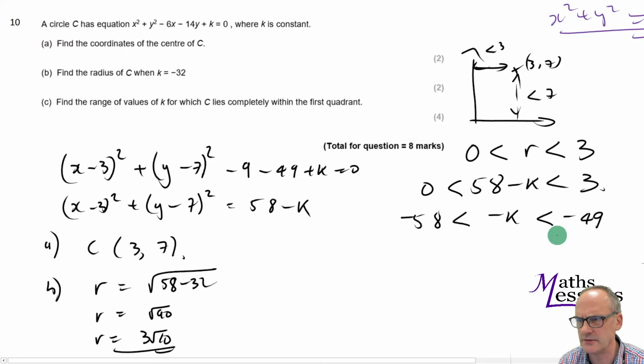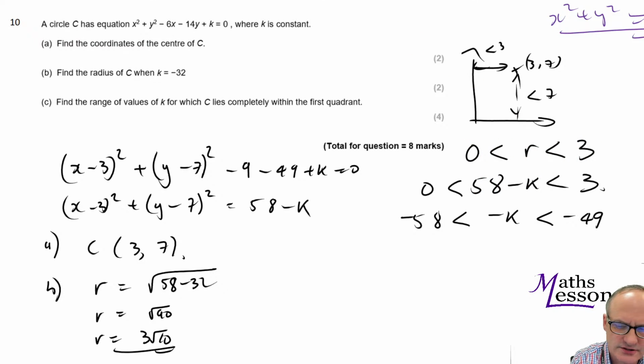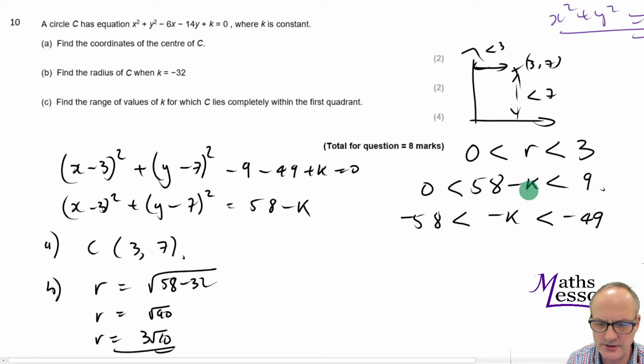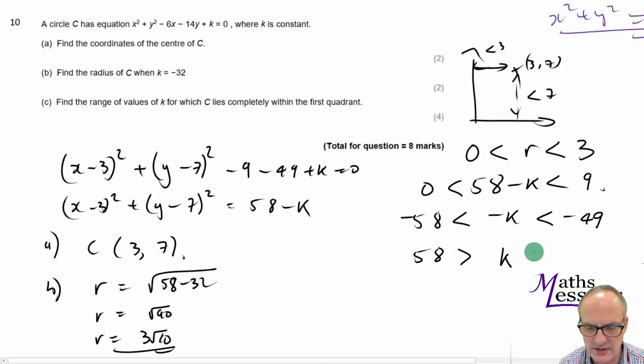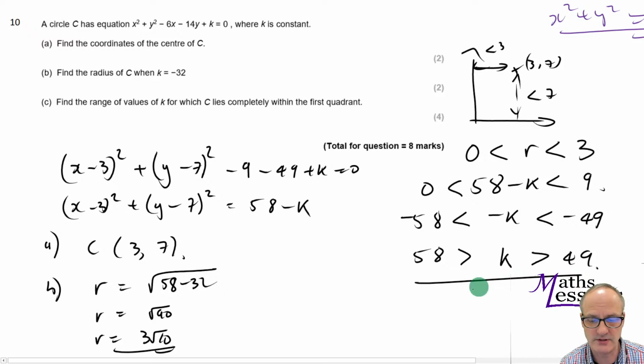All right, I've made a mistake here. Oh yes, r is between 0 and 3, so 58 minus k is going to be between 0 and 9, because 58 minus k is r squared. So when we take 58 away from 9, we get minus 49 here. Now, we've got minus k. If we change the sign of that, we change the sign of this, and we'll change the sign of this. And then this has to flip around, and this gives us our values for k. So k must be between 58 and 49.